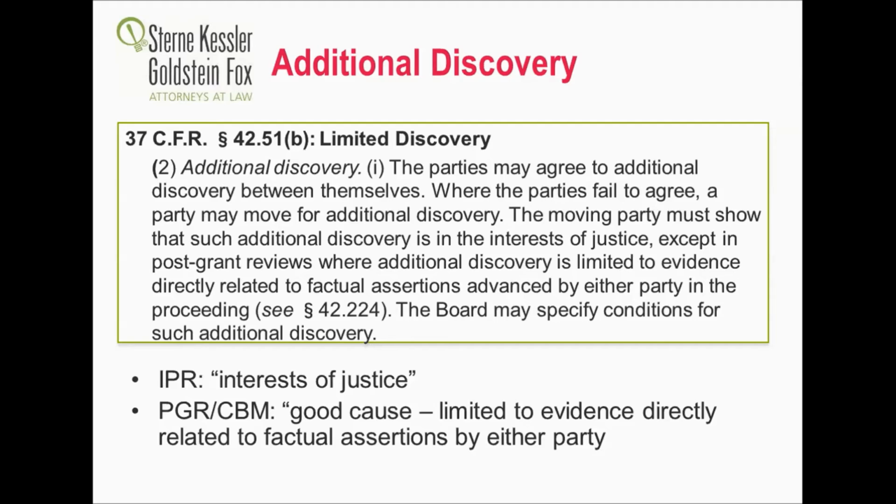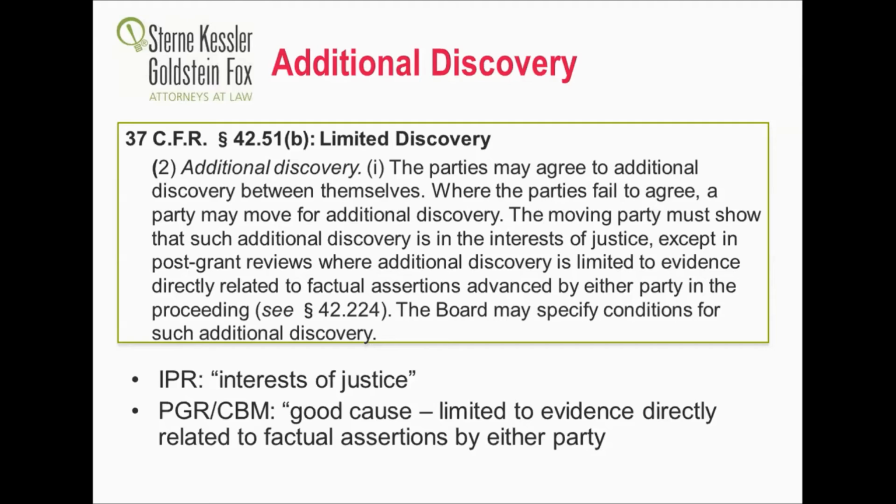And in these IPRs and CBMs, you have the ability to request additional discovery. So a lot of parties have done so to try and get secondary consideration evidence. Now, for IPRs, the standard is quite high. You have to show that it's in the interest of justice why you need this additional discovery. And for CBMs and PGR, you just have to have good cause.